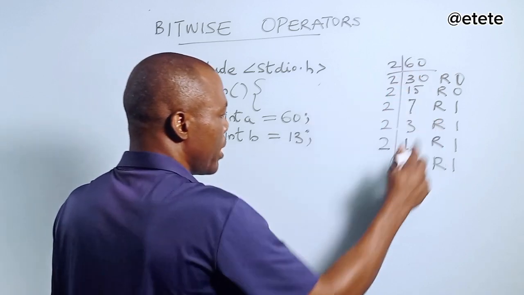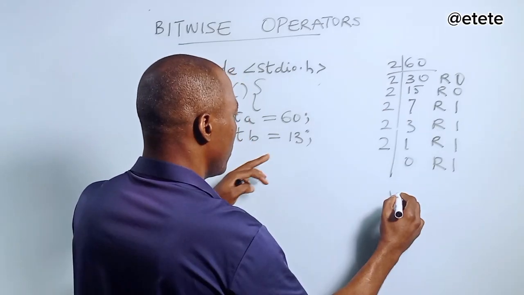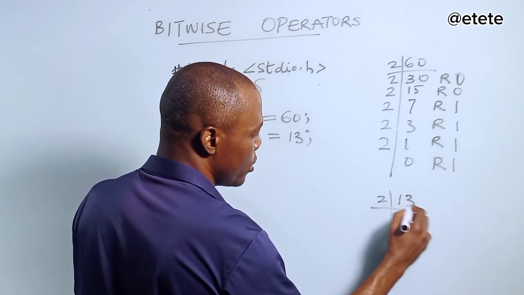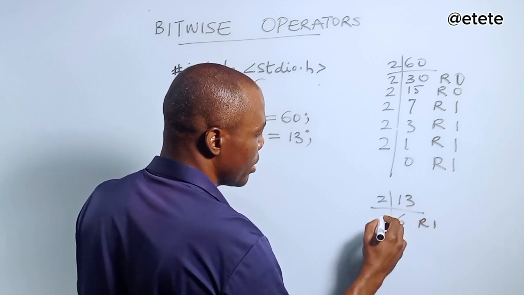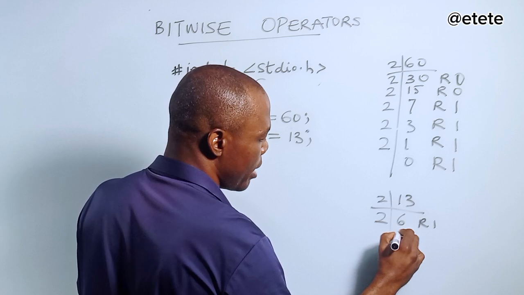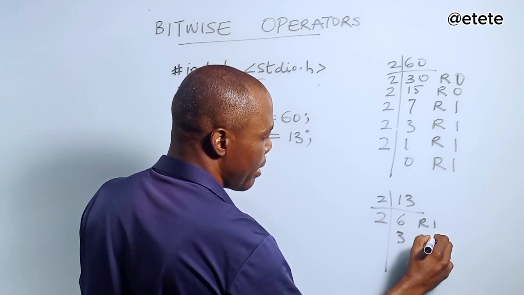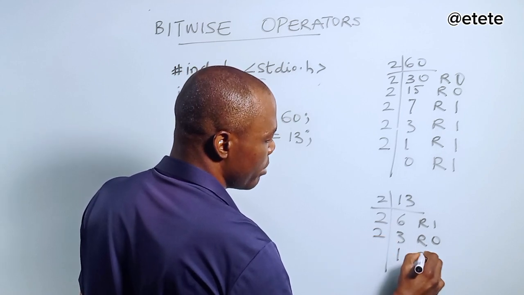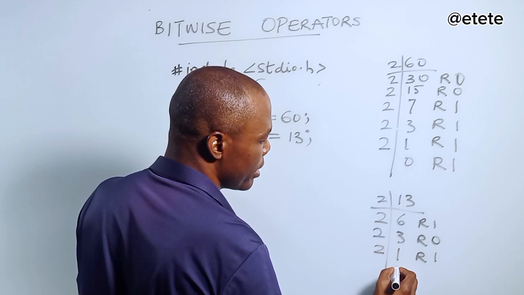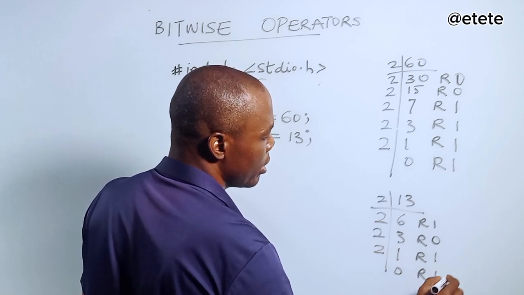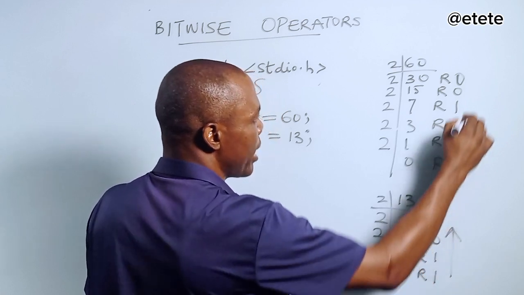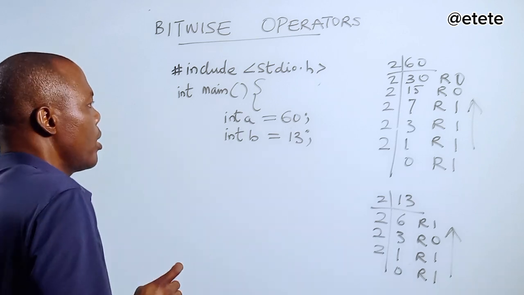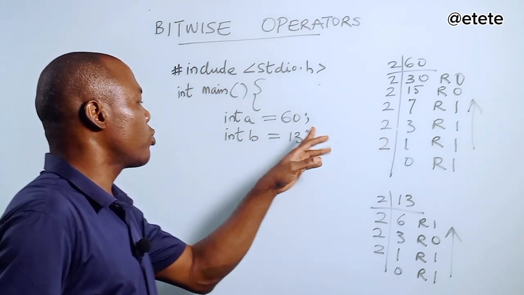Then for 13, 2 going into 13 is 6, remainder 1. 2 going into 6 is 3, remainder 0. 2 going into 3 is 1, remainder 1. 2 going into 1 is 0, remainder 1. So you are counting upward like this. Okay, so now this is what we have.